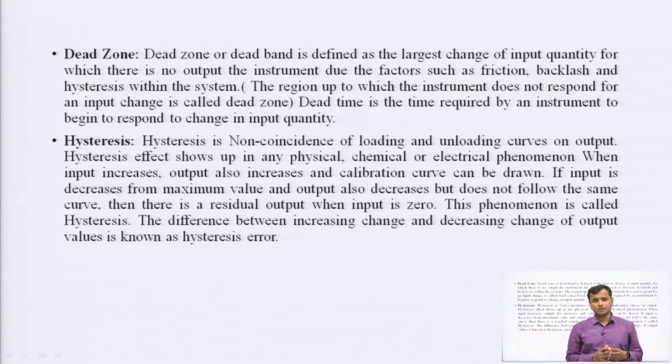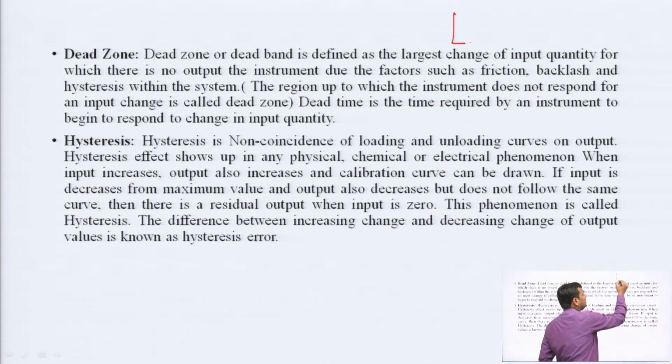You already know what the hysteresis curve is, and we will see the definition of hysteresis. Hysteresis is the non-coincidence of loading and unloading curves on the output side. So, when we talk about hysteresis, it shows the physical, chemical or electrical phenomena: when input increases, output also increases, and a calibration curve can be drawn. If input is decreased from the maximum value, output also decreases, but does not follow the same curve. It is known as hysteresis, and the error caused because of this is known as hysteresis error.